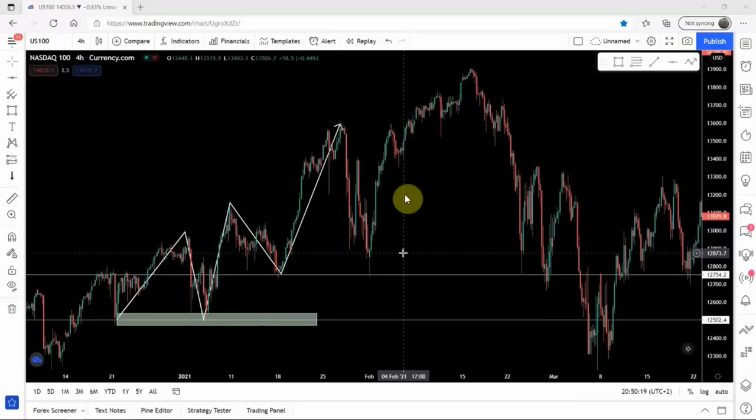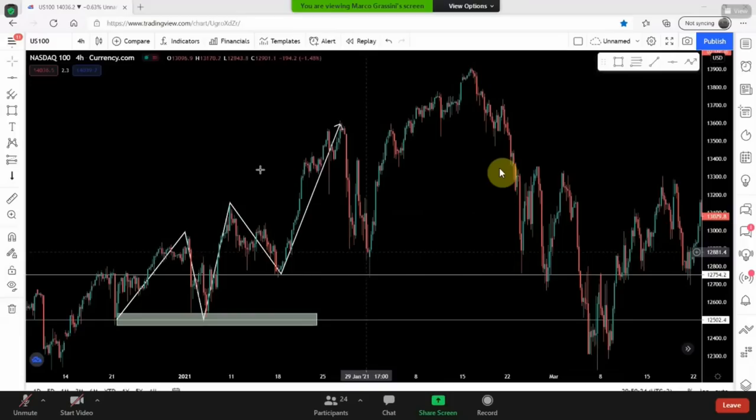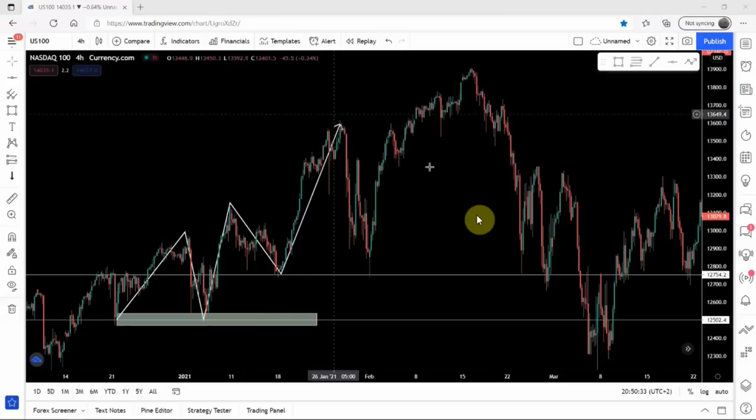Why did they break right through it? Because it was already touched. Exactly. Thank you. Someone's listening. Yes, correct. It was at its strongest over here. Once it got a touch, this was it. It was over. Don't expect that order block, don't expect that demand zone to hold again. It won't.